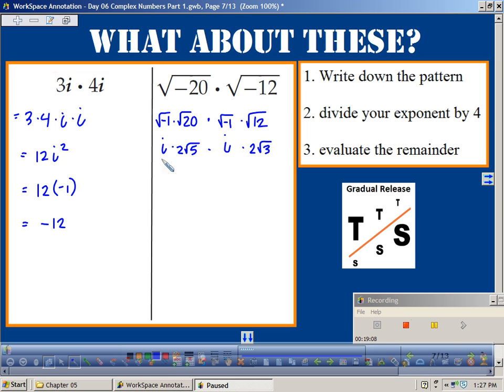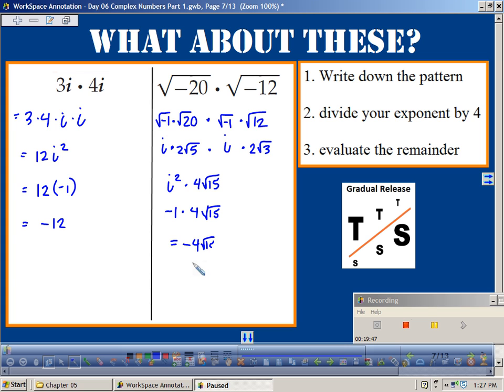Correct? Rearrangement, isn't this i squared times 2 times 2 is 4 root 15? Why? It's not adding, it's all multiplying. You can't add them if they don't have the same basis. But you can multiply them because it's all multiplication. Good question. Okay, and what's i squared? Negative 1 times 4 root 15. So this answer is really negative 4 root 15.